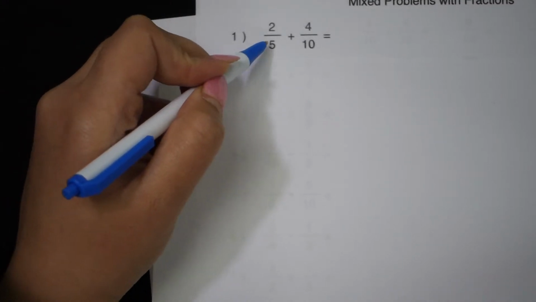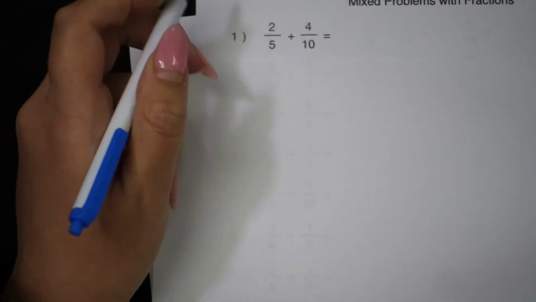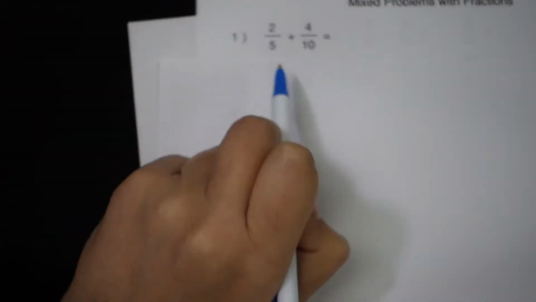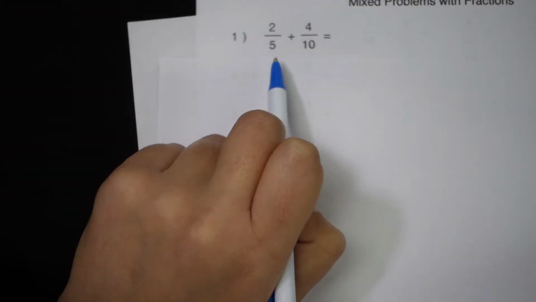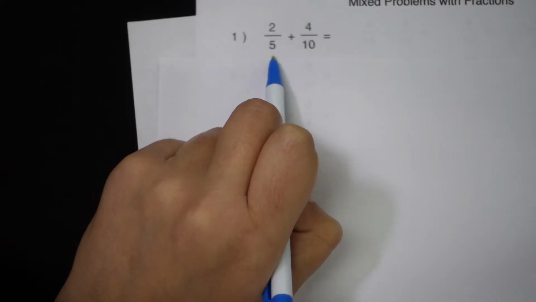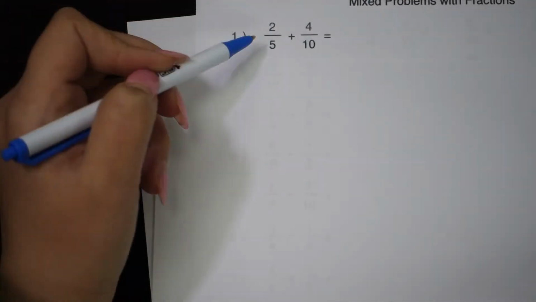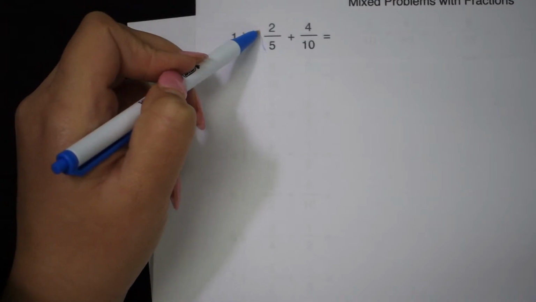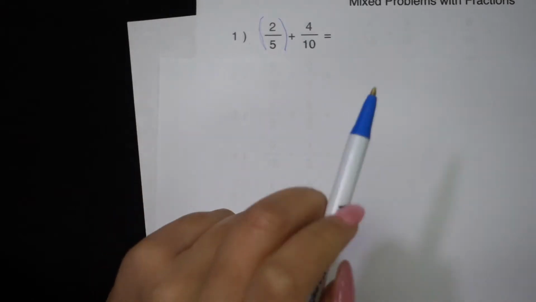We have to make sure that the denominators in both fractions are the same in order to make it easy to solve. So in this case, we have 2/5 plus 4/10. These don't have the same denominator. However, what is the least common denominator, the least common number that 5 and 10 both go into? It's 10, right? So we have to do something to this side of this fraction in order to get the denominator to a value of 10.